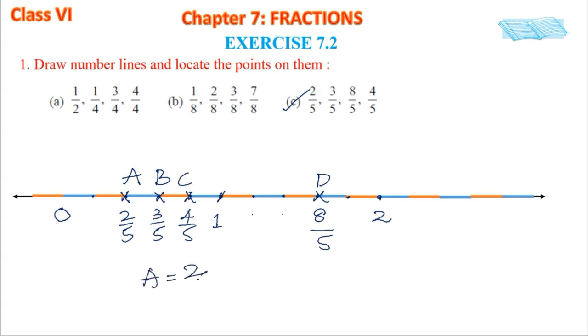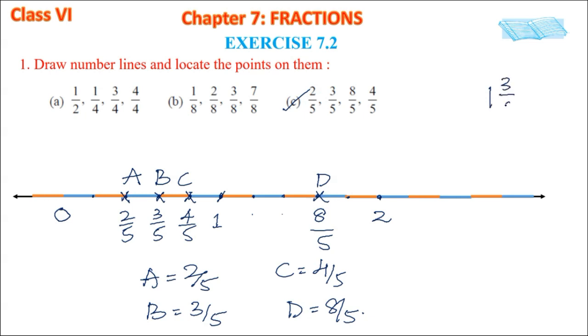Point A represents 2 by 5, point B represents 3 by 5, point C represents 4 by 5, point D represents 8 by 5. Is this 8 by 5 a correct answer? If you express it as a mixed fraction, 1 3 by 5 is the same as 8 by 5. It means the third point after 1. This is 1. 1, 2, 3. The third point will indicate 8 by 5.